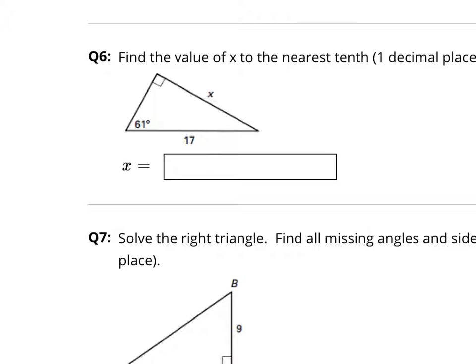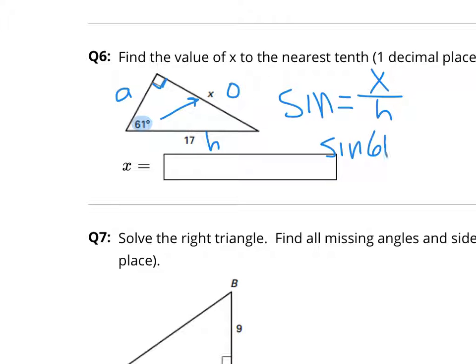Question 6. There's your angle, 61. The opposite, here's the adjacent. See, here's the 90 degrees right here. So that means this guy over here is your hypotenuse. So now we need to use sine because sine deals with the opposite over the hypotenuse. So we want to go sine of 61 equals x over 17 and solve for x.